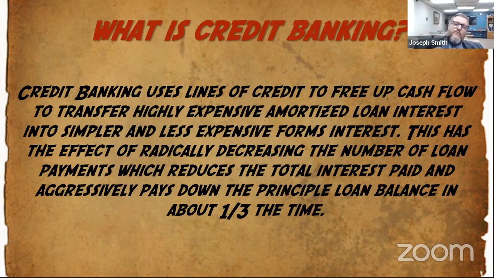This has the effect of radically decreasing the number of loan payments that you have to make, and that reduces the total interest that you have to pay. And so all of that combined aggressively pays down your principal, the principal loan balance, the total amount that we're actually trying to pay down. It gets paid down in one third the time that it would normally take, and at hundreds of thousands of dollars less than what it would cost you. Credit banking is very difficult to define, and it goes by so many names.